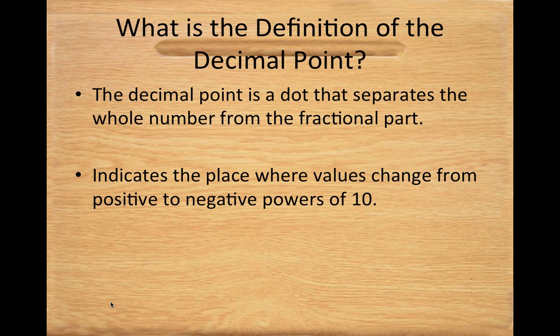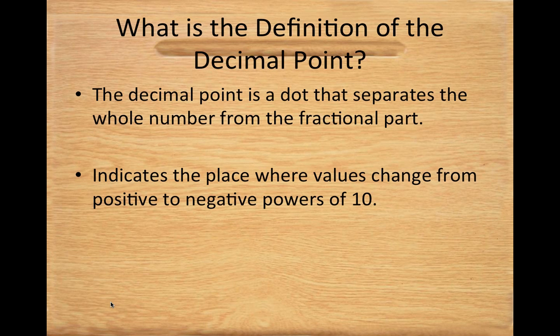The second one is a definition that usually occurs in more advanced math, but it's an important point for us to know that it also indicates the place value which changes from the positive to the negative powers of 10. That decimal point is the separation. As we go to the left of the decimal point, the exponential powers of 10 start to increase, 10 to the first, 10 to the second, 10 to the third. As we go to the right, the exponential powers decrease, 10 to the negative 1, 10 to the negative second, and so on.